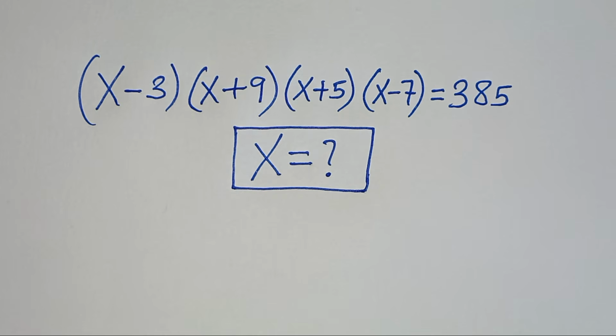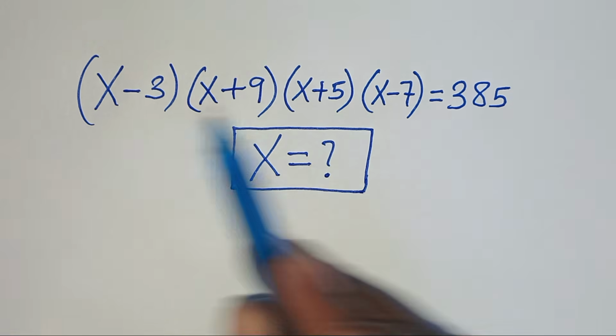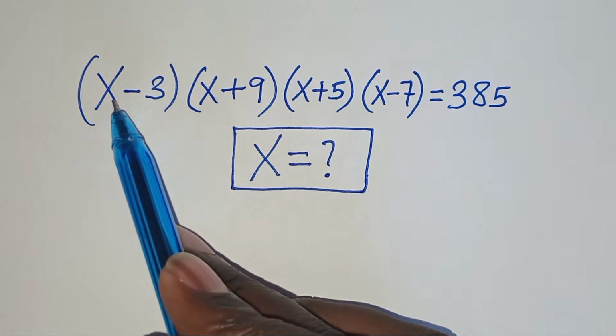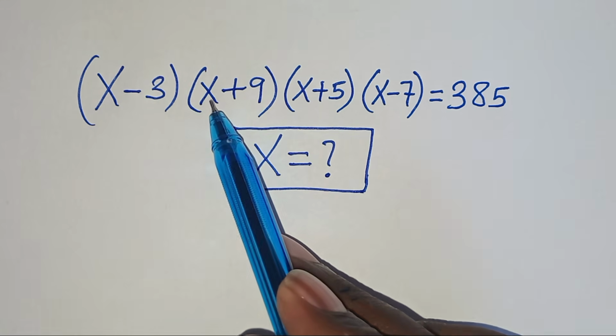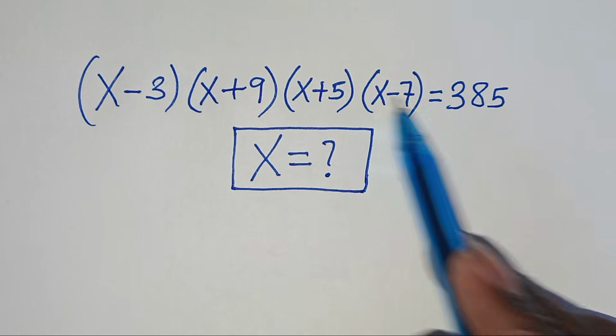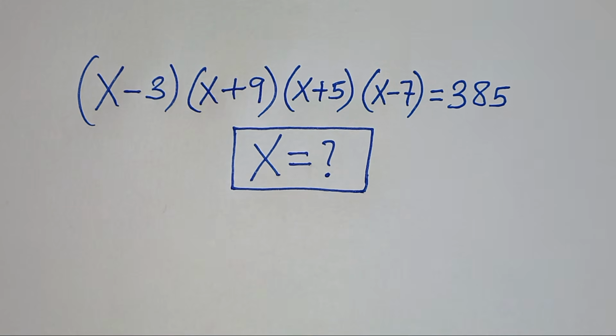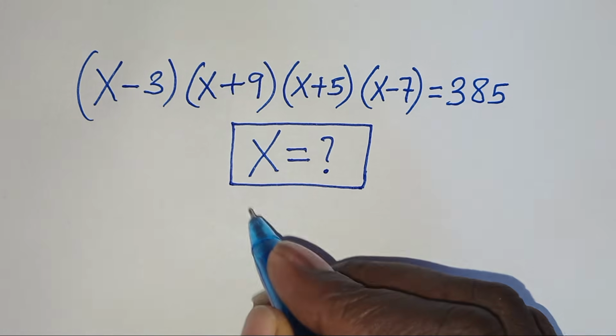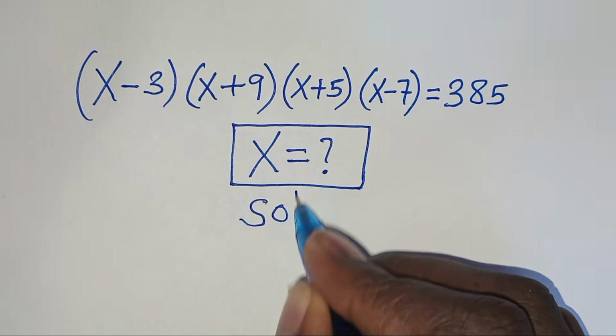Hello everyone, you're welcome to solve this nice algebra problem, which is (x - 3)(x + 9)(x + 5)(x - 7) equal to 385. So what are the values of x? Now let's provide a solution from here.